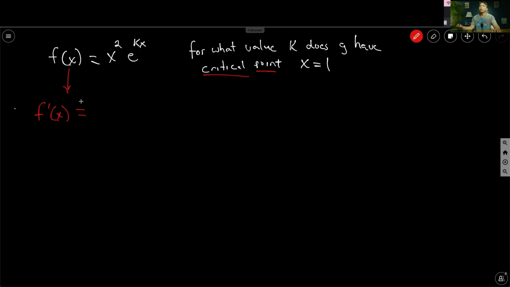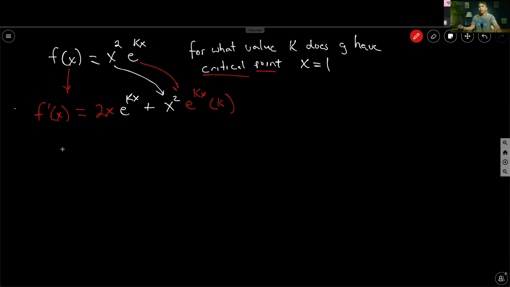And of course, to take the derivative of this, we use the product rule, which says take the derivative of the first one and leave the second one alone. So the derivative of the first one is just going to be 2x, leave the second one alone, it's going to be e to the kx. And then you add to that, this time you leave the first one alone and take the derivative of the second. So it's going to be x squared times the derivative of e to the kx, which is just e to the kx, times the derivative of kx, which is just k.